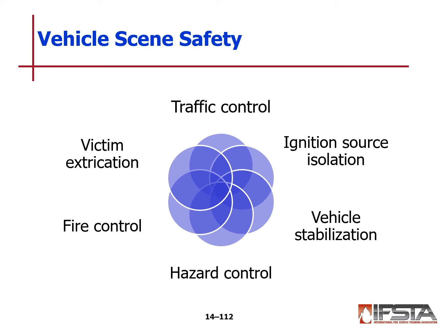With vehicle fires, we want to think about the overall scene safety. One of the first things on the list is traffic control. Any traffic control is one of the most dangerous things anytime that we're operating on the roadways or the highways. We want to try to isolate ignition sources. Victim extrication may be a priority as well in the case of a vehicle accident, and you can use emergency moves at this point to remove somebody quickly. C-spine and those things are out the window. We want to control the fire and control any other hazards.